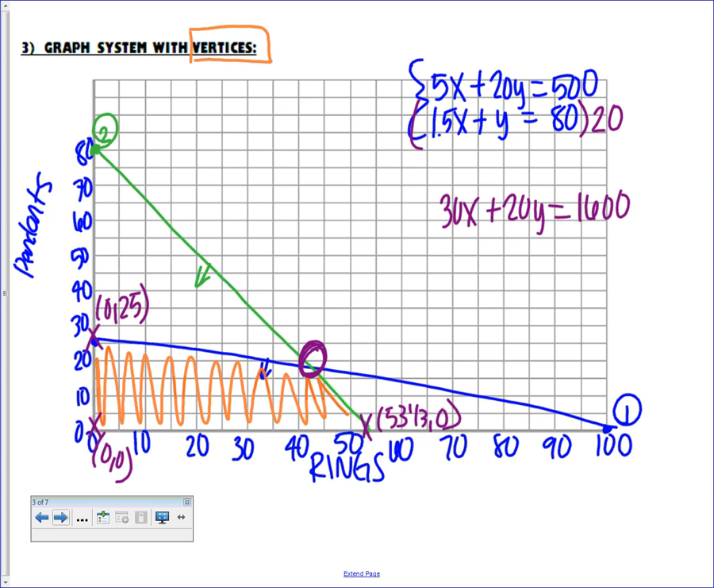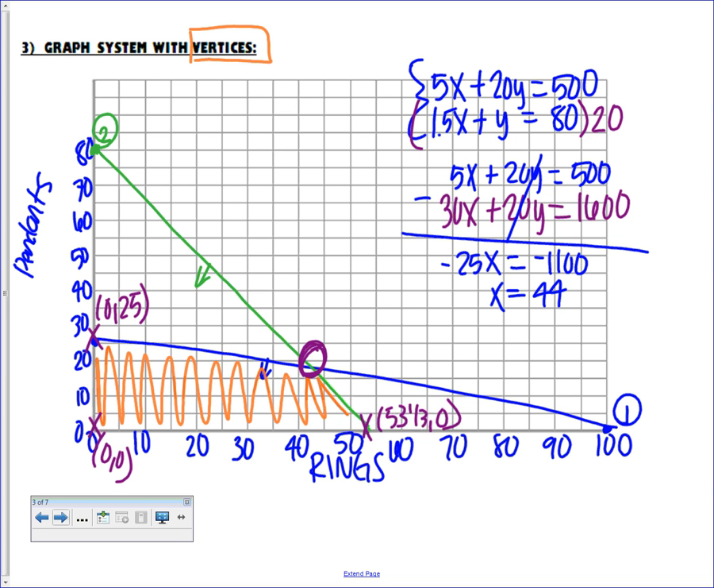And then I'll just rewrite my 5x plus 20y equals 500 from before. To get my y's to cancel, I'm going to have to subtract. So I've got negative 25x, my y's cancel, equals negative 1100. Divide by negative 25, and I'm going to get x equal 44.